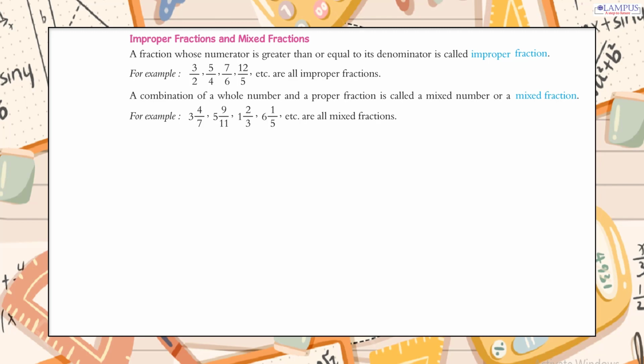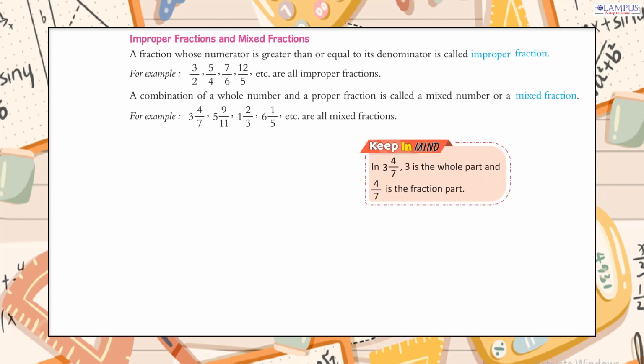are all improper fractions. A combination of a whole number and a proper fraction is called a mixed number or a mixed fraction. For example, 3 and 4 by 7, 5 and 9 by 11, 1 and 2 by 3, 6 and 1 by 5, etc. are all mixed fractions. Keep in mind, in 3 and 4 by 7, 3 is the whole part and 4 by 7 is the fraction part.